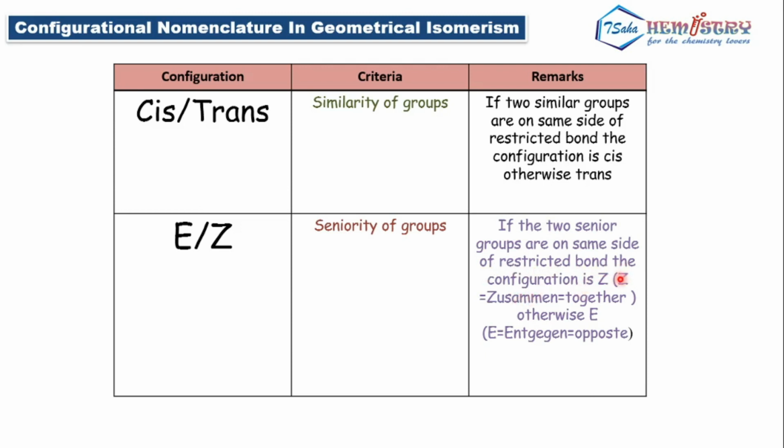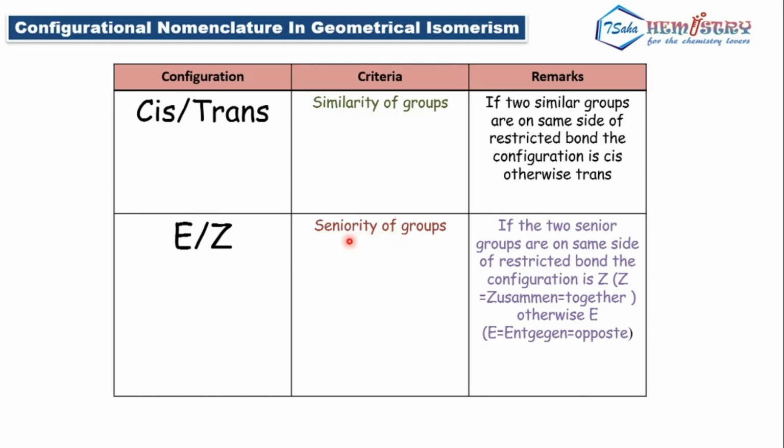So what is Z? Z is known as zusammen, which means together. Otherwise it is E. What is E? E means entgegen, that is called opposite. Okay. So in case of cis-trans, we have to look at the similarity of the group. In case of E-Z, we have to look at the seniority of the group.